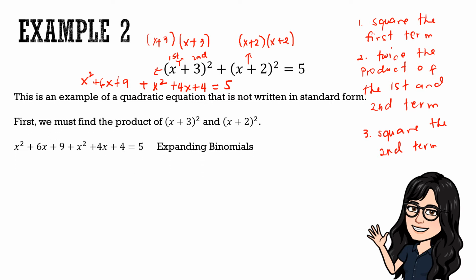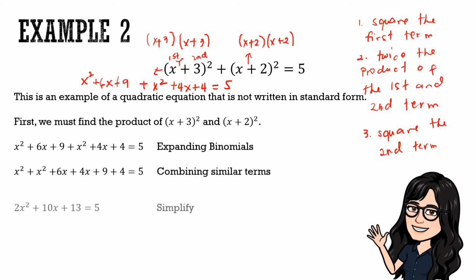After expanding the binomials, let's combine similar terms. So we have x squared plus 6x plus 4x plus 9 plus 4 equals 5. Simplify the given terms. x squared plus x squared is equal to 2x squared. 6x plus 4x is equal to 10x. 9 plus 4 is equal to 13, equal to 5.